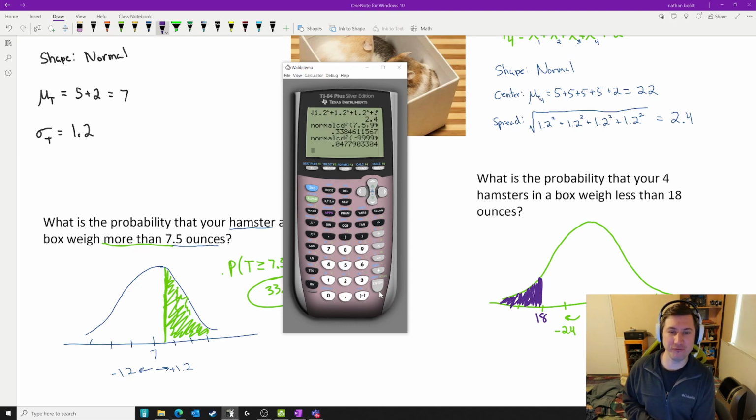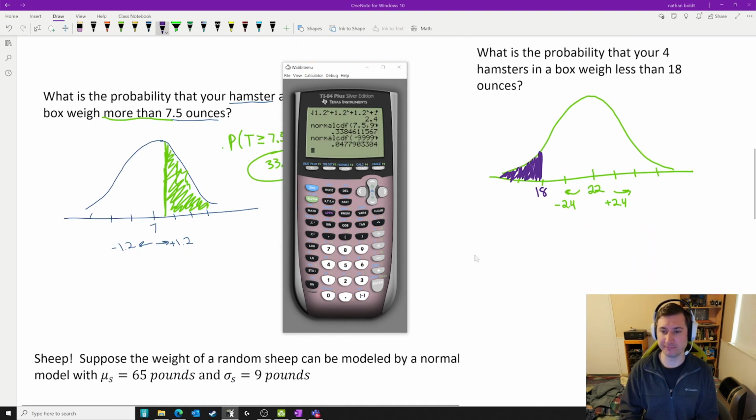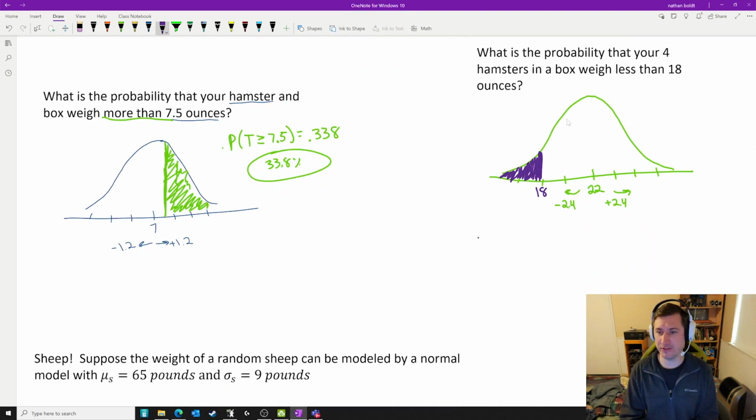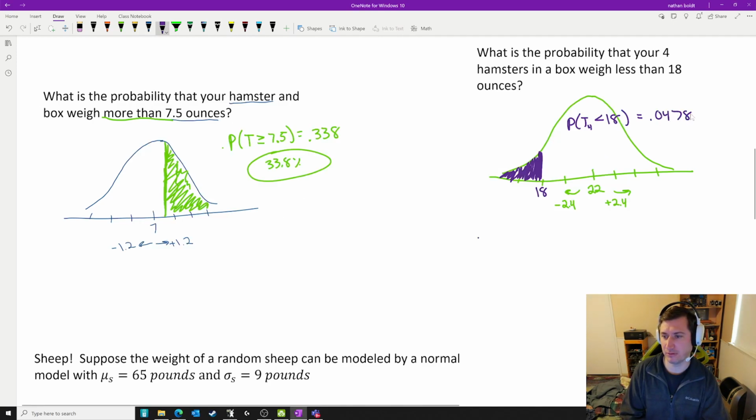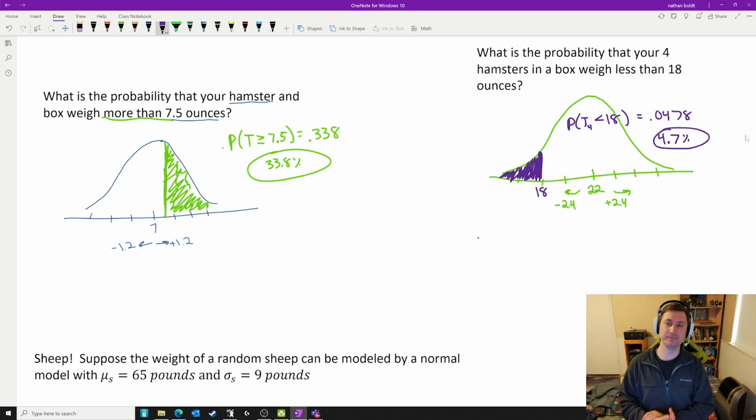So there's a 0.0477. So the probability here, for this time, the probability that t sub 4 is less than 18 is equal to, what was it, 0.0477? I think that rounded up to an 8. So there's a 4.7% chance.